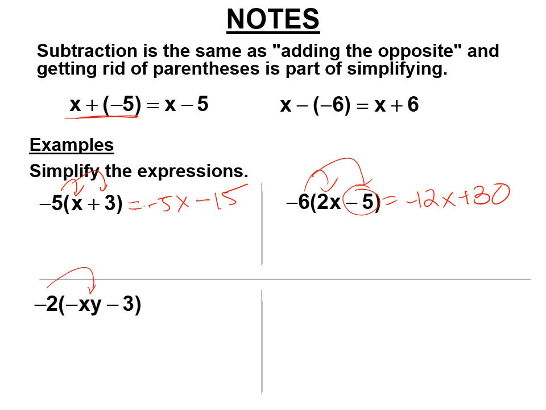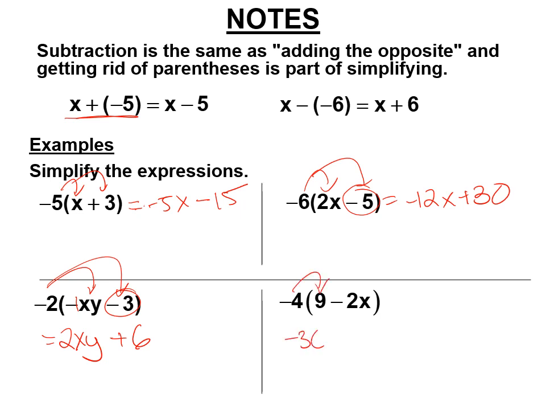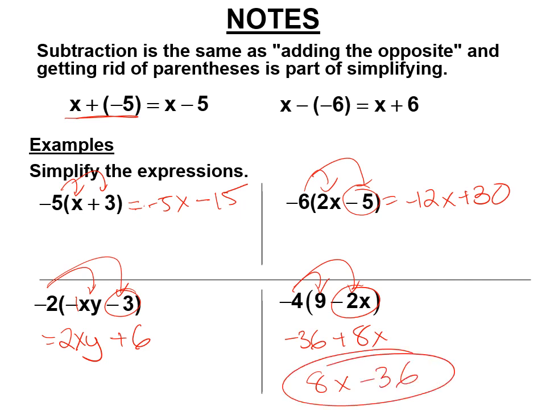Negative 2 times negative 1xy is positive 2xy, right? That's that. Negative 2 times negative 3 is positive 6, so this is plus 6. This is 2xy plus 6. Negative 4 times 9 is negative 36. Negative 4 times negative 2x is plus 8x. Wrong order though. Let's put the plus 8x first and make it positive 8x. The negative 36 comes over here and becomes minus 36.